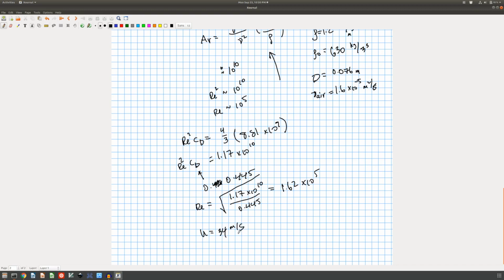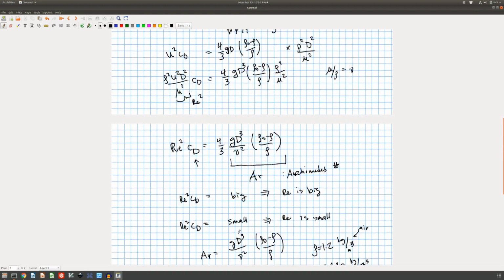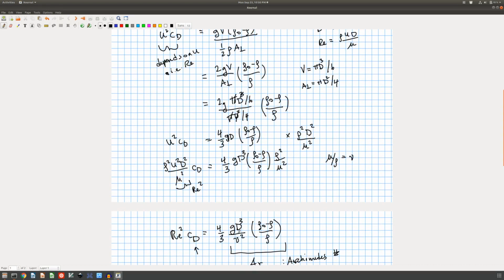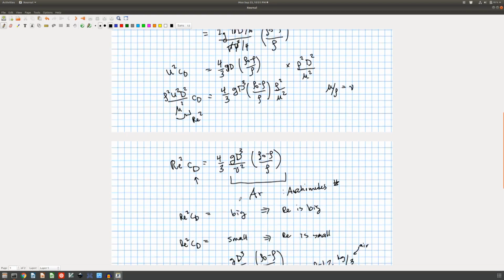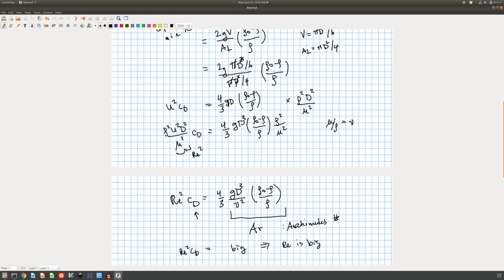Okay, so that's the smart guess way, which is basically just to review, you do the same force balance, but now you isolate U and CD on one side and everything else over here, okay, and then you turn that U squared into a Reynolds number squared by dividing by the right numbers, and you end up with something that looks like this. And of course this piece right here with the D cubed, that all fell out because of the volume over projected area.